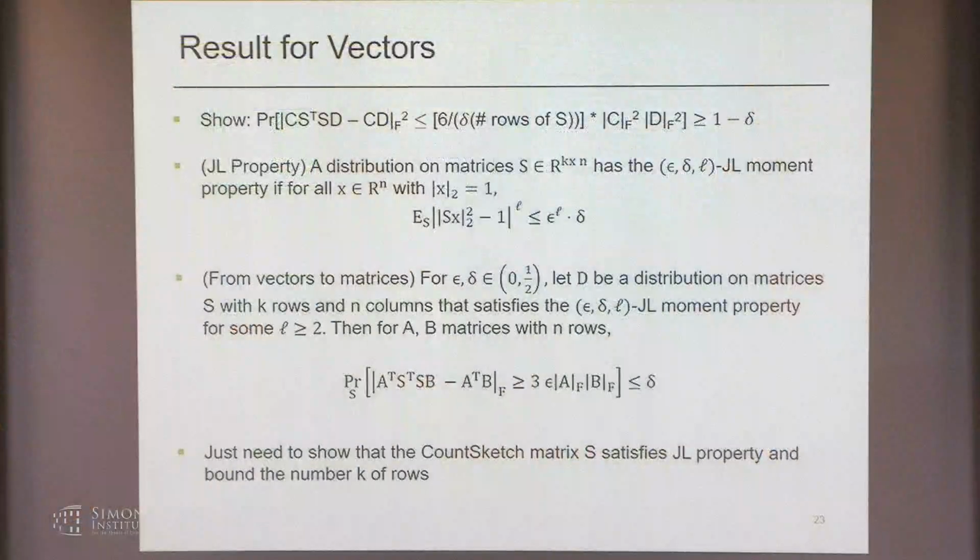Okay, so we just need to show, to wrap up the proof, that CountSketch works for regression, that it satisfies the JL property and bound the number k of rows that it has.